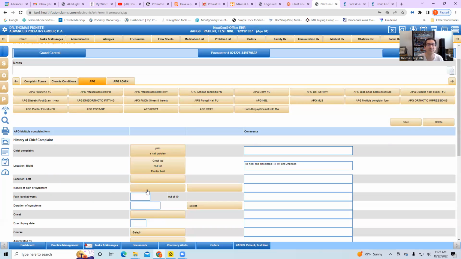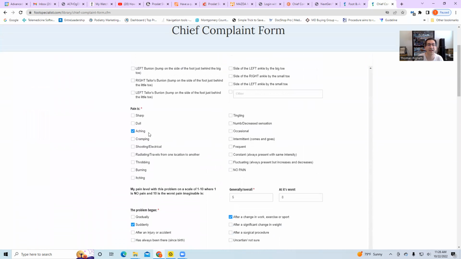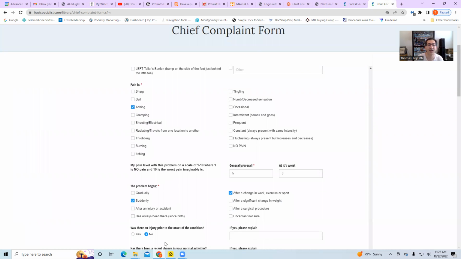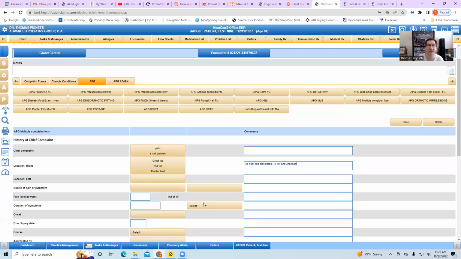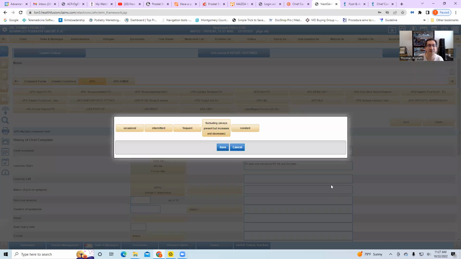Nature of the pain or symptom is the next one. So on our chief complaint form, the nature of the pain is aching, right? And you can see we also put down there that it came suddenly. It was after a change of work or exercise or sport, and it's a 5 to an 8. So if we go back over here, what is the nature of the pain or symptoms? Here are the choices. It is aching, okay? None of the other stuff. And then we also have here a change in appearance, right? So aching, change in appearance.